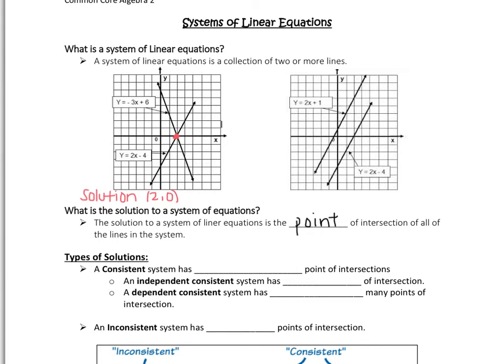And now let's look at example number 2, this example over here. These lines are what we call parallel. Just as a review from Algebra 1, parallel lines must have the same slope. So look, the slope of this line is 2, and the slope of this line is 2. So they're never going to intersect. Therefore, since there's no point of intersection, there is no solution to this system.